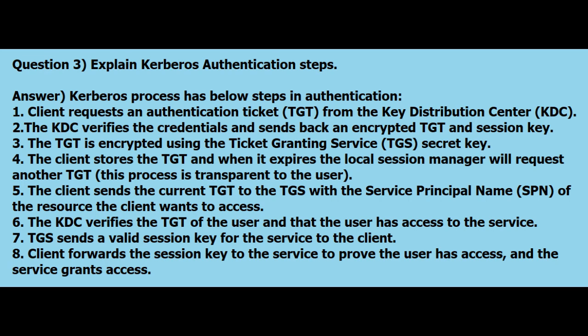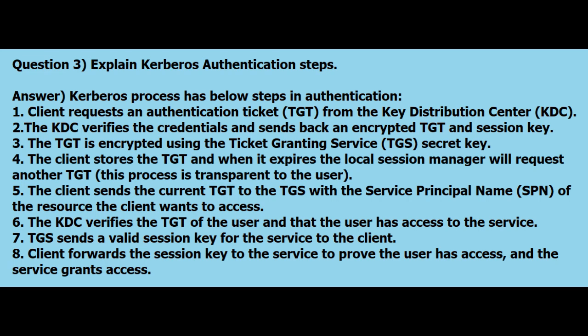Answer. Kerberos process has below steps in authentication. 1. Client requests an authentication ticket, TGT, from the Key Distribution Center, KDC. 2. The KDC verifies the credentials and sends back an encrypted TGT and session key. 3. The TGT is encrypted using the Ticket Granting Service, TGS, secret key. 4. The client stores the TGT, and when it expires the local session manager will request another TGT. This process is transparent to the user.